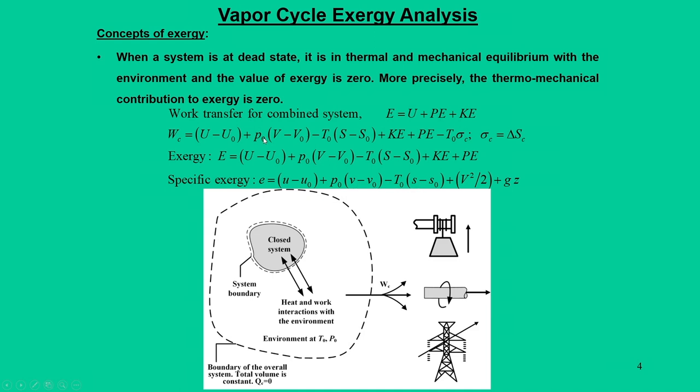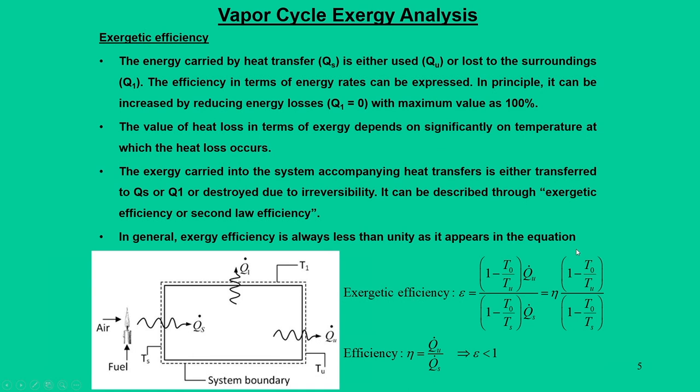Now, here P subscript 0 and T subscript 0 stand for the conditions of the environment, and in all our dead state situations, we take P0 as 1 bar and T0 as 25 degrees centigrade. So, these are the dead state conditions in which we are going to work. That means whatever work potential has to be calculated, it is until the final pressure and temperature where the system reaches the dead state. Then moving further, we need to quantify the exergy by a parameter called exergetic efficiency.